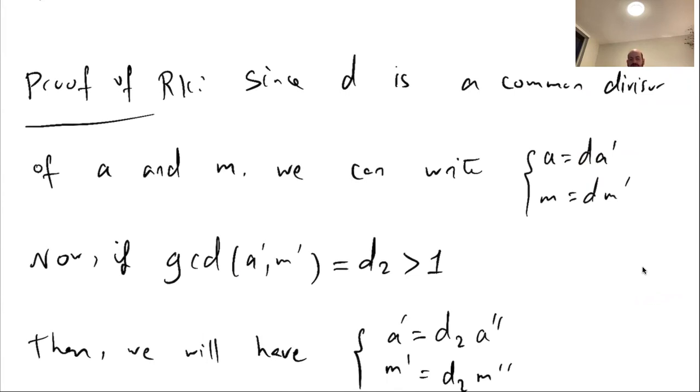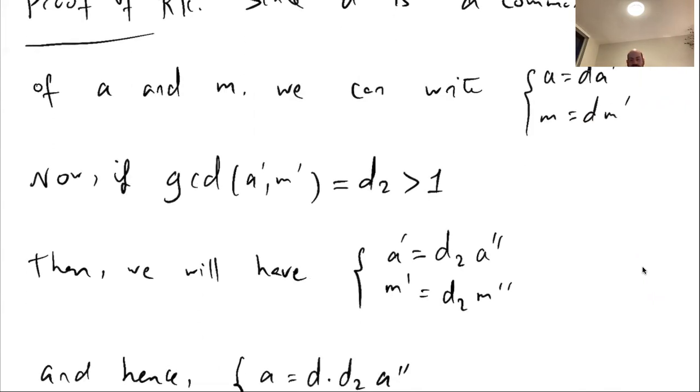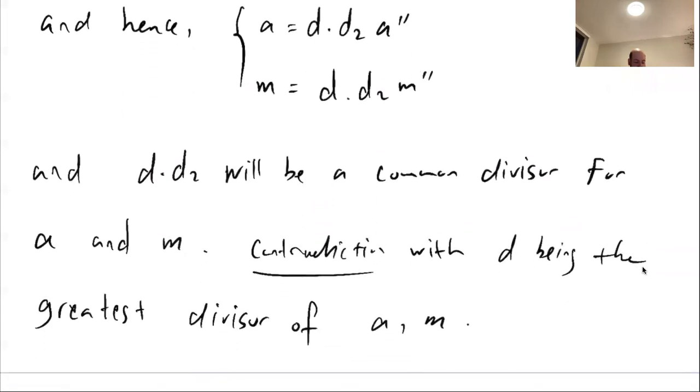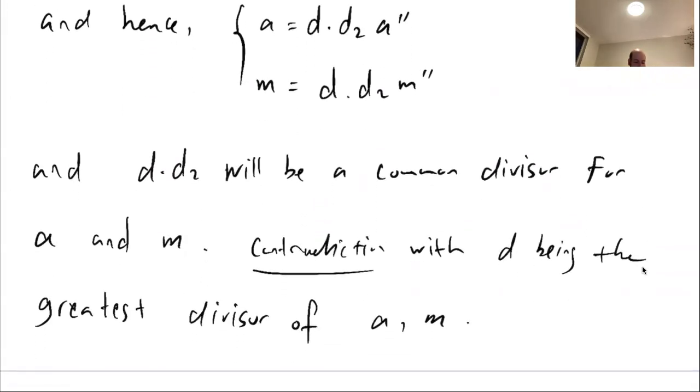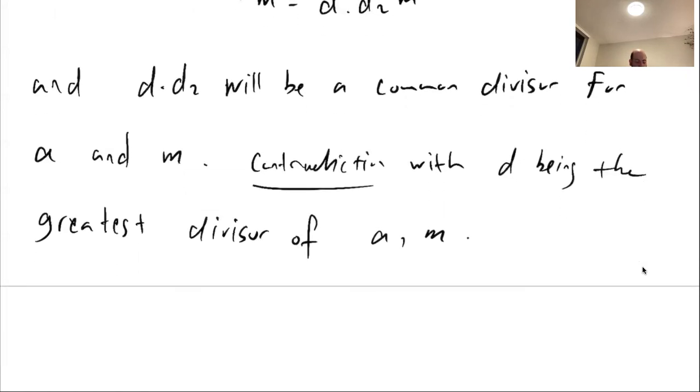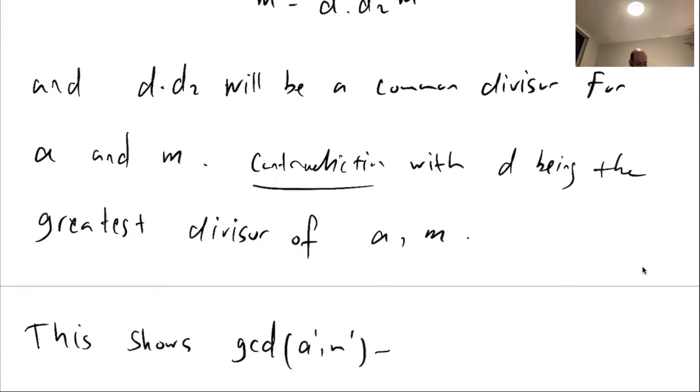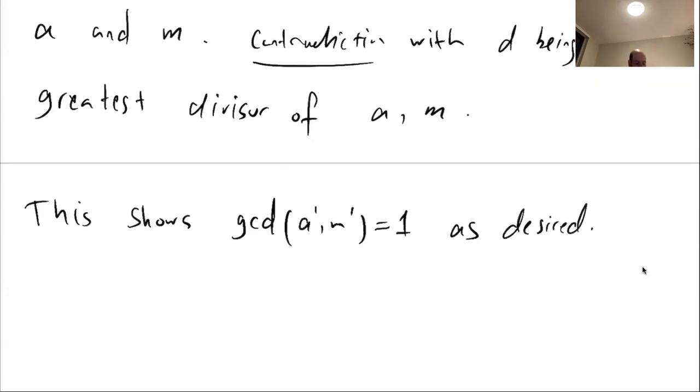So of course, we are using a proof by contradiction here. We wanted to show D2 is equal to 1. Then we said, if D2 is bigger than 1, then we will have a contradiction here, because D will not be the greatest common divisor anymore. And this shows GCD of A prime and M prime equals 1, as desired.